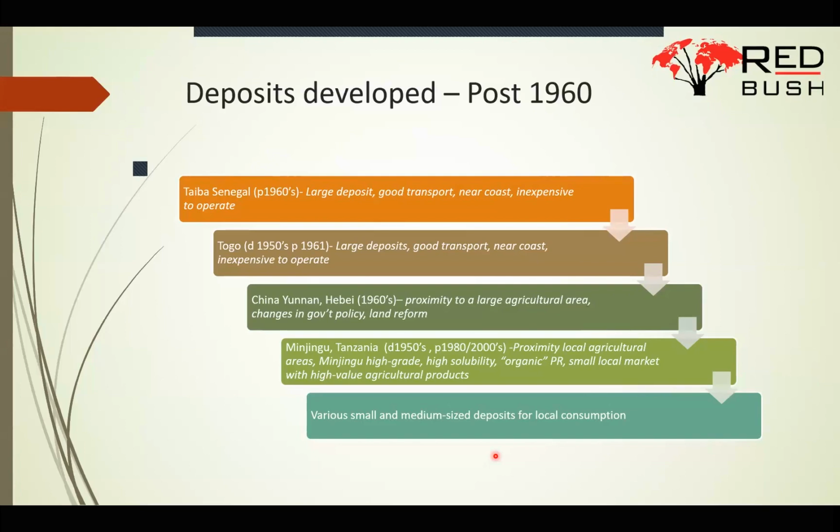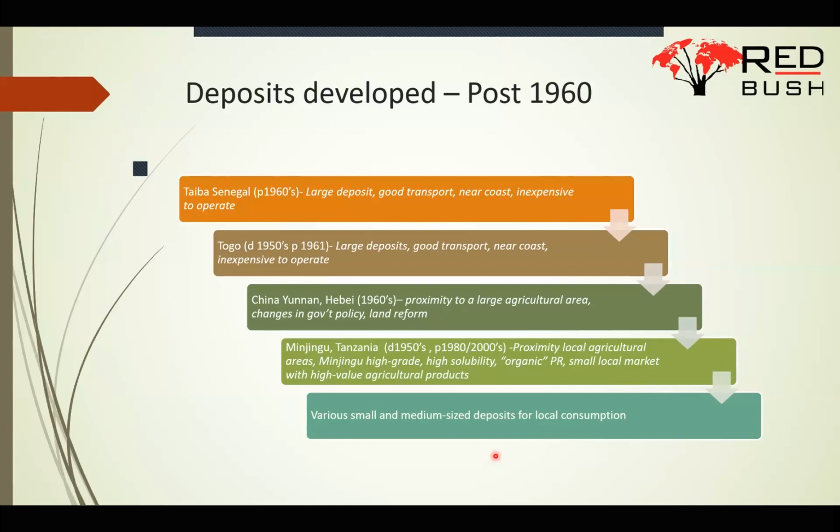China, what's the trigger for China? Well, Yunnan and Hebei. Hebei is up north near Beijing. Yunnan is down in the southeast. Proximity, obviously, to a large agricultural area, and changes in government policy again. And in China, there's a lot of land reform that brings land into agricultural production. And that seems to sort of stop there.